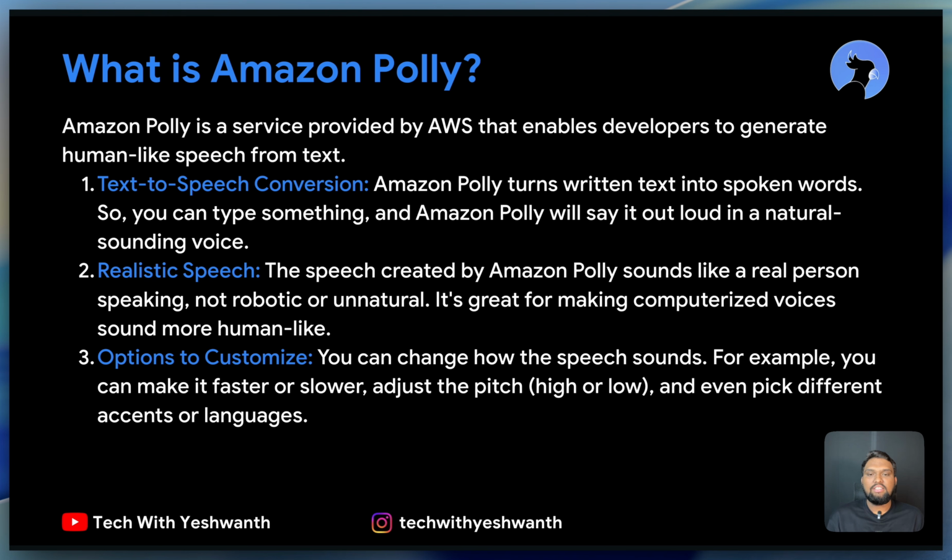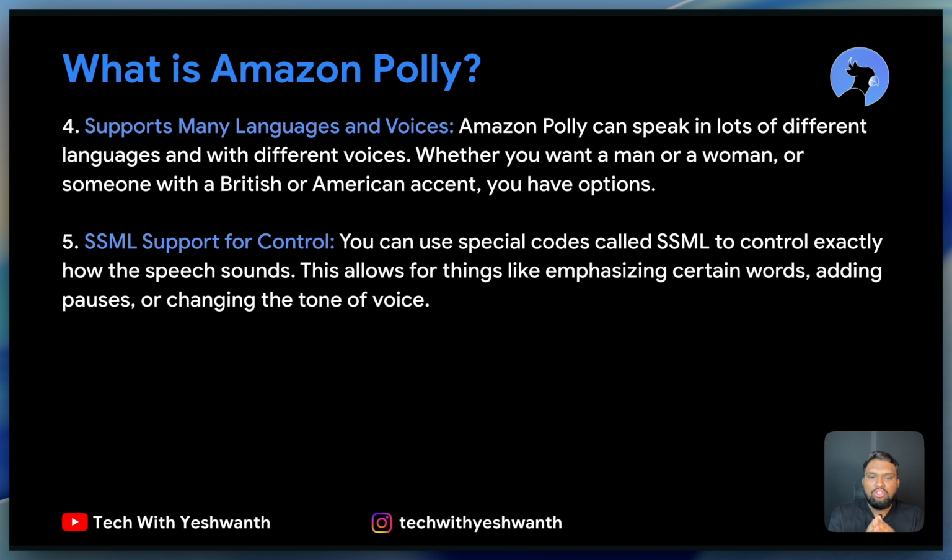The fourth important thing is that it supports many languages and voices. Amazon Polly can speak in a lot of different languages and with different voices. So whether you want a man or a woman or someone with a British or American accent, you have those options. You can also use special codes called SSML to control exactly how the speech sounds. This allows for things like emphasizing certain words, adding pauses, or changing the tone of the voice.